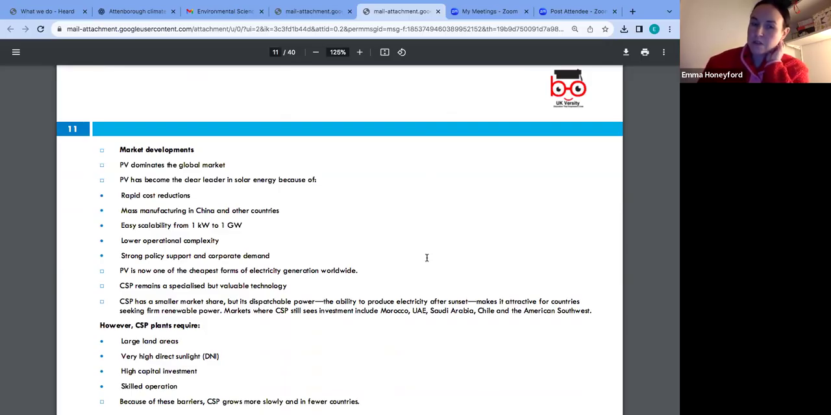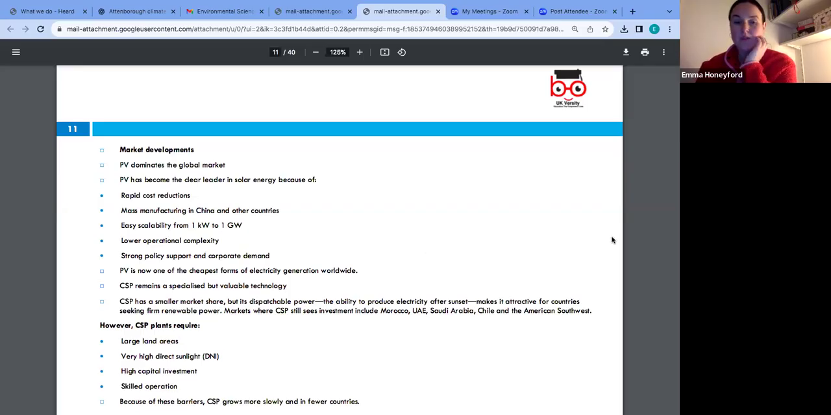So the scalability is seen as being really helpful. Then lower operational complexity. Operationally, it isn't complex. It comes with low risk there. Strong policy support and corporate demand. So the global policy is there, and the corporate demand, and we know that the power of organisations to drive demand is a massive factor.